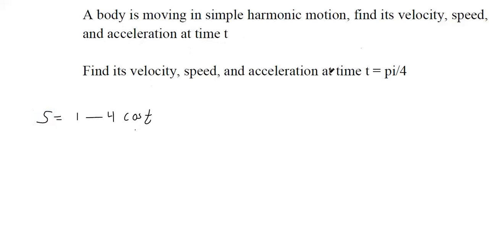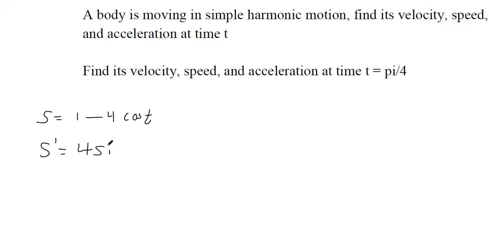Okay, so we're supposed to find the velocity, speed, and acceleration for this body at time t. The velocity is just the first derivative. When you take the derivative of this function, the derivative of a constant is 0, and the derivative of negative 4 cosine t is 4 sine t.